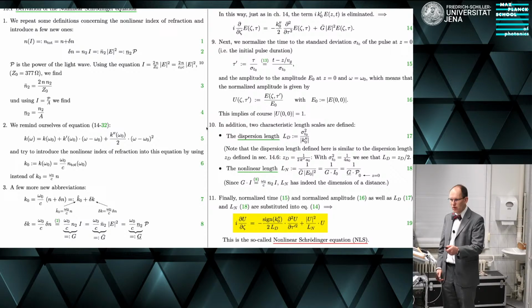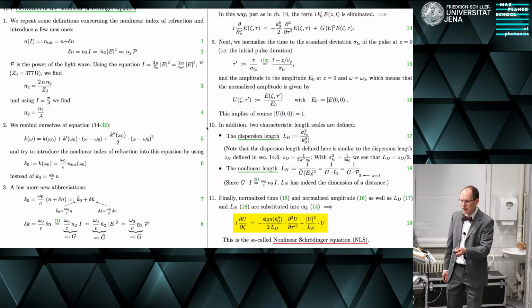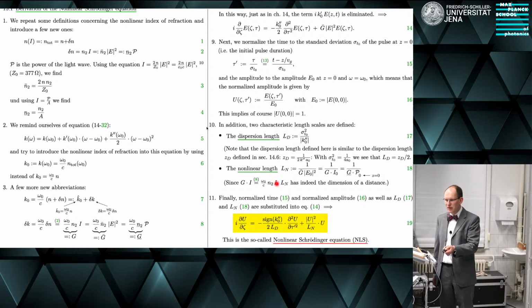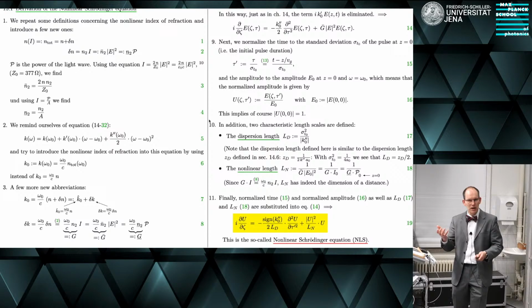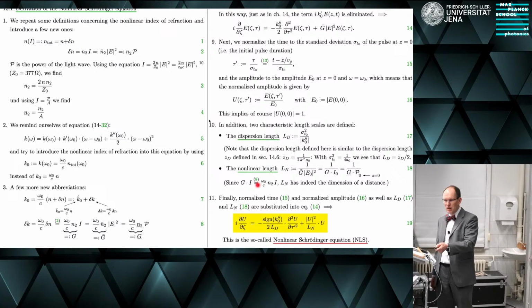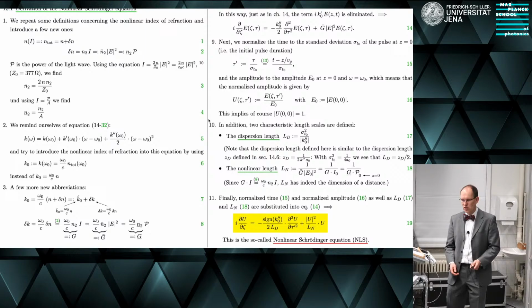And this is given by 1 over G times I naught, with different definitions depending on which G you prefer. Mostly we probably prefer this one here. Now if you look at things, you also see that this indeed has the dimension of a length, because G times I is equal to omega naught divided by c and then n2 times I. n2 times I is what's added to the refractive index, so this has no dimension, or dimension one. So G times I will have the dimension of omega divided by c, and this of course has the dimension of a length. So indeed, the nonlinear length also has the dimension of a length.